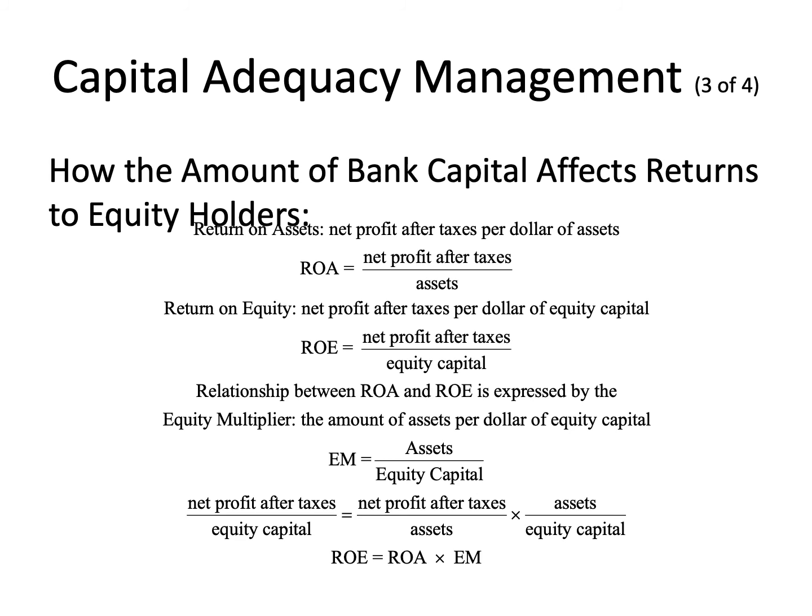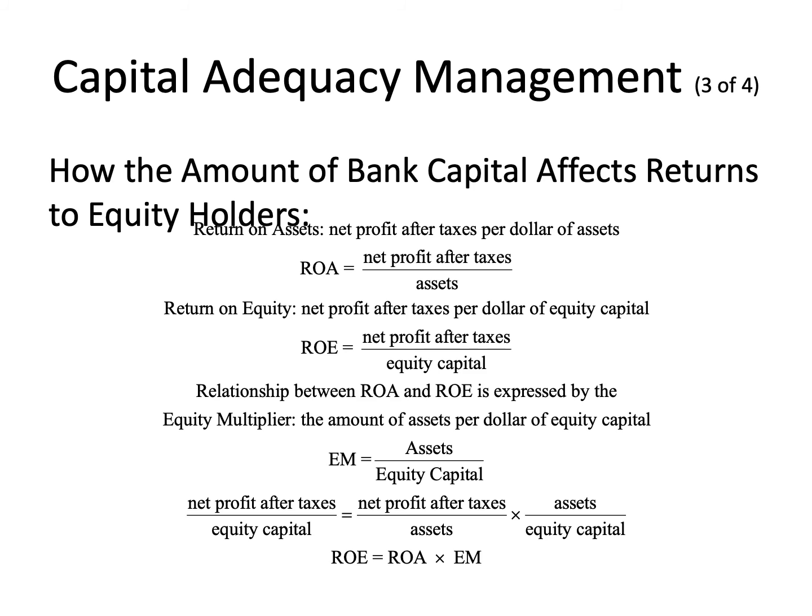How does the amount of bank capital affect returns for equity holders? A number of ratios to look at: the return on assets, which is net profit after taxes per dollar of assets, net profit after taxes divided by assets; and return on equity, net profit after taxes per dollar of equity capital, net profit after taxes divided by equity capital. The relationship between the return on assets and the return on equity is expressed by the equity multiplier, the amount of assets per dollar of equity capital. This is assets divided by equity capital.